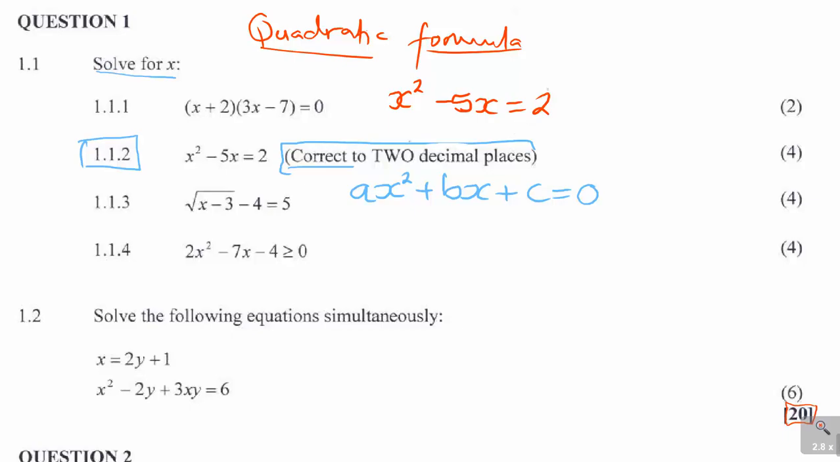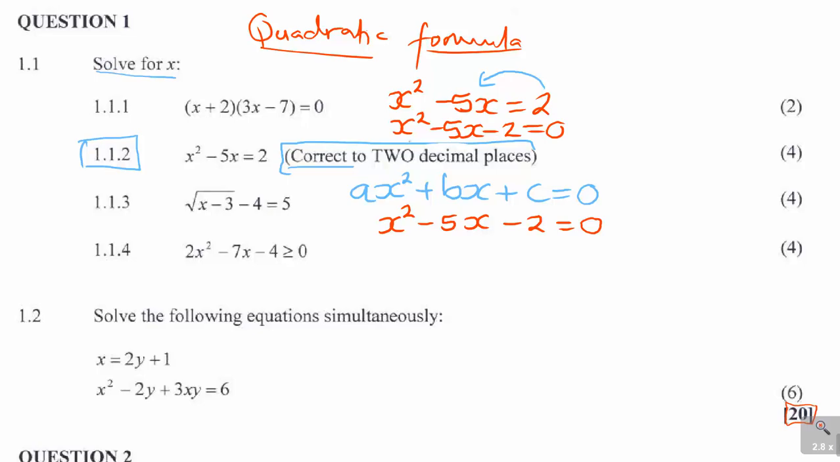So first things first, take the negative 2 to join the other side such that you will have x squared minus 5x. Now 2 was positive, it will become negative 2 or minus 2 is equal to 0. So when I write it down here, I will have x squared minus 5x minus 2 is equal to 0. So you can see that it is now matching my general equation.